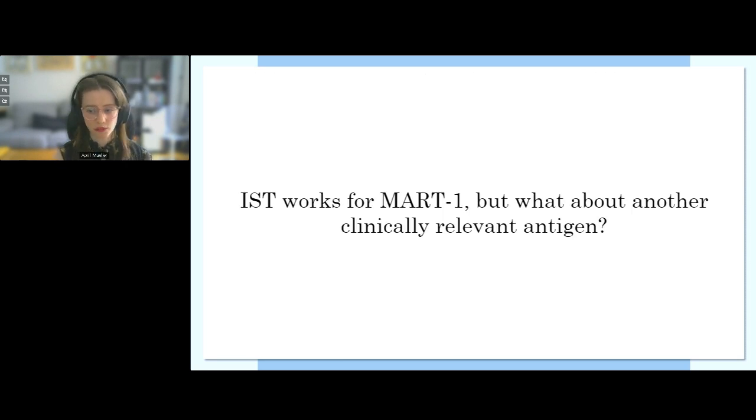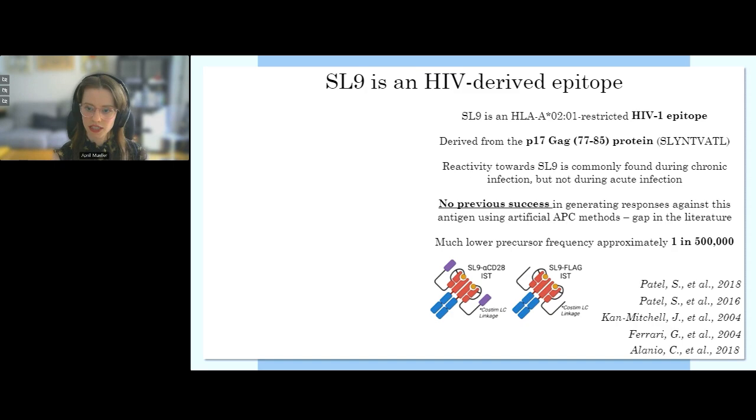So that's all well and great for MAR1, but the lab that I worked in was actually an HIV lab. So we wanted to apply these findings to another clinically relevant antigen. So we looked at SL9, which is an HIV-derived epitope from the GAG protein. There's reactivity towards SL9 commonly found in chronic HIV infection, but not so much during acute HIV infection. And indeed, there's no previous success in generating responses against this antigen using artificial APC methods. So this represented the gap in the literature that I wanted to focus on during my PhD.